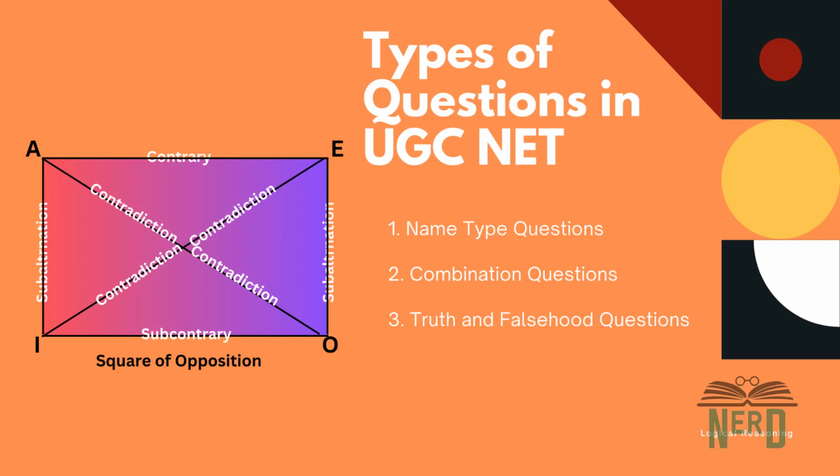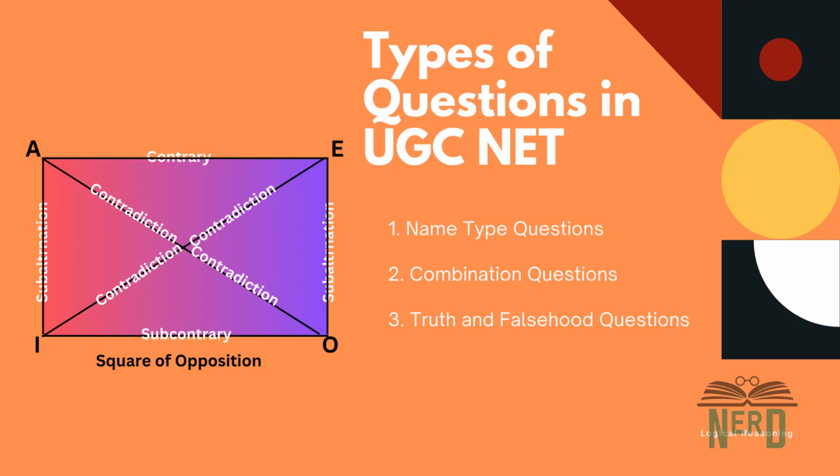Contradictory. This relationship occurs between pairs where if one statement is true, the other must be false, and vice versa. For example, all swans are white, A, and some swans are not white, O. Contrary. In this relationship, both statements cannot be true at the same time, but they can both be false. For example, all swans are white, A, and no swans are white, E.